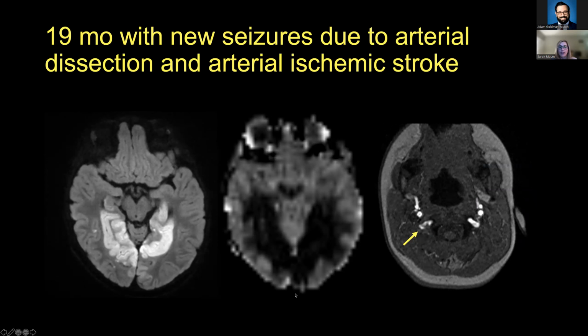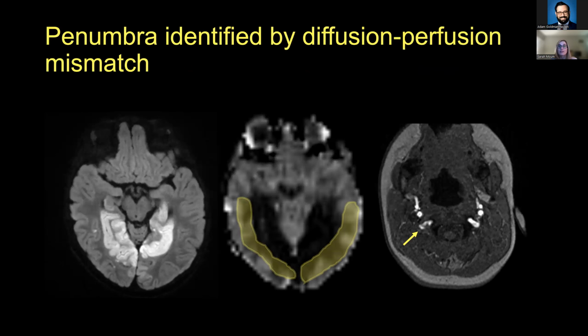Taking a closer look at the ASL image, we can appreciate that the area of hypoperfusion is larger than the areas of restricted diffusion. And this is highlighted by the yellow coloring. This is what is referred to as a diffusion-perfusion mismatch, as we showed by the yellow markers. This finding helps identify potentially salvageable brain tissue or penumbra.